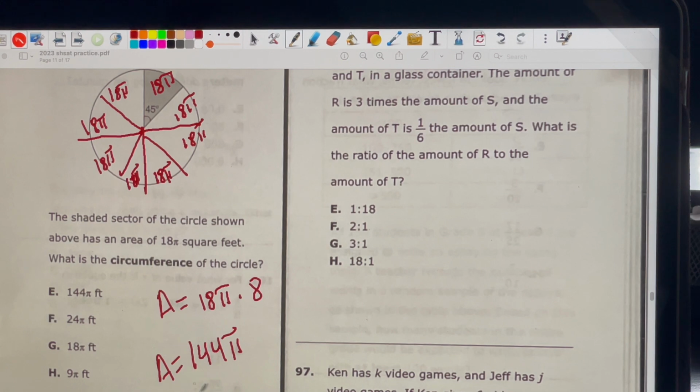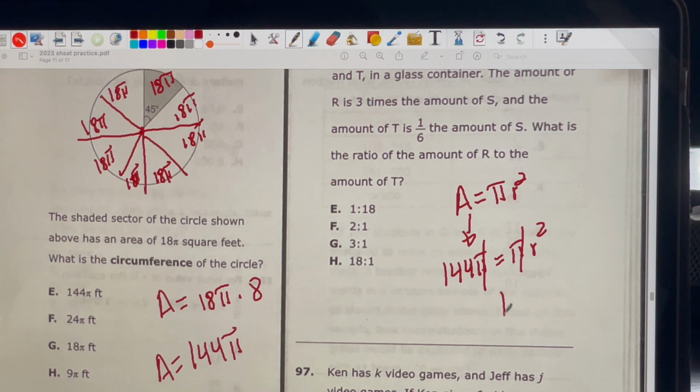But I don't want the area, I want the circumference. So I need to find the radius. A equals pi r squared. The total area of this circle is 144 pi. Pi r squared. We can divide both sides by pi, which means this guy and this guy is gone. I'm left with 144 equals r squared. Take the square root of both sides. And r equals 12. So we have this circle, we know the area, the radius is 12.